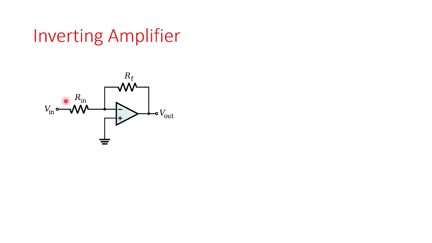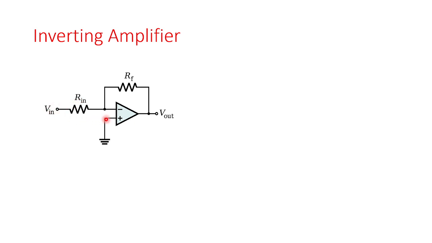Now we'll talk about the inverting amplifier. The inverting amplifier is one type of operational amplifier. Here is the symbol of the operational amplifier, and it consists of two input terminals, one negative and one positive, and one output terminal. We have one input voltage supply. If this voltage is connected to the negative terminal, this circuit is called an inverting amplifier.